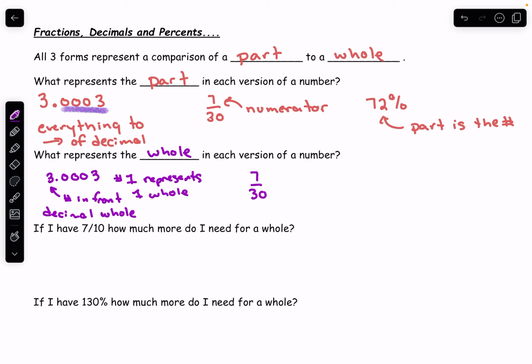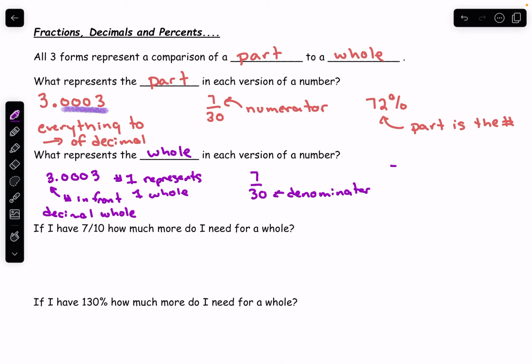In this case, the whole is the number on the bottom. So the denominator represents the number that refers to a whole. So I need 30 parts in order to make a whole. That's what that denominator of 30 means.